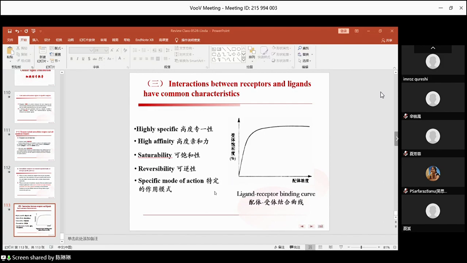Remember these common characteristics between receptors and ligands clearly, okay? And also, I will give you some single choice questions here. Okay, this is it.